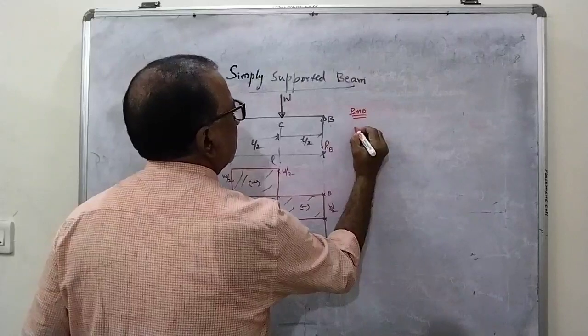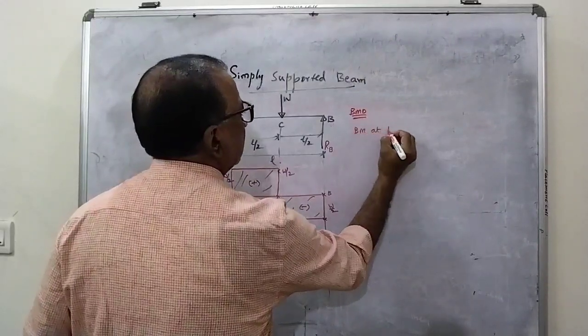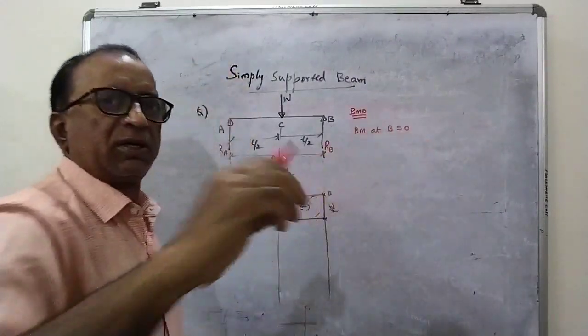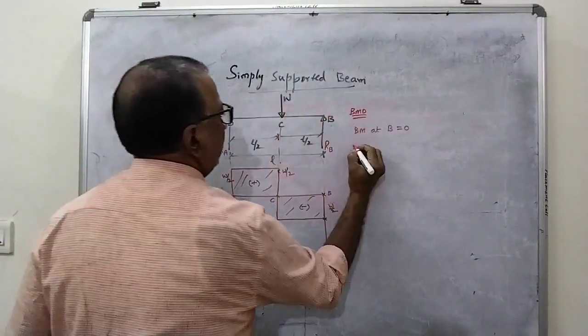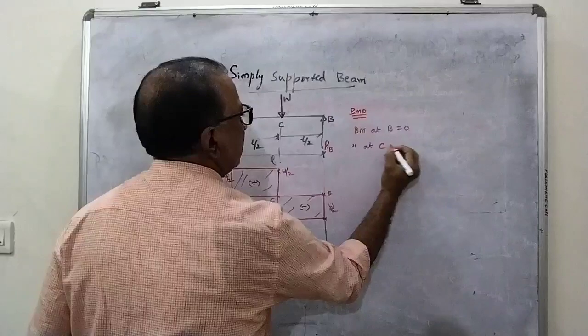First point is bending moment at B. You all know it is a simple support. At the simple support, the bending moment is 0. Next point is bending moment at C.